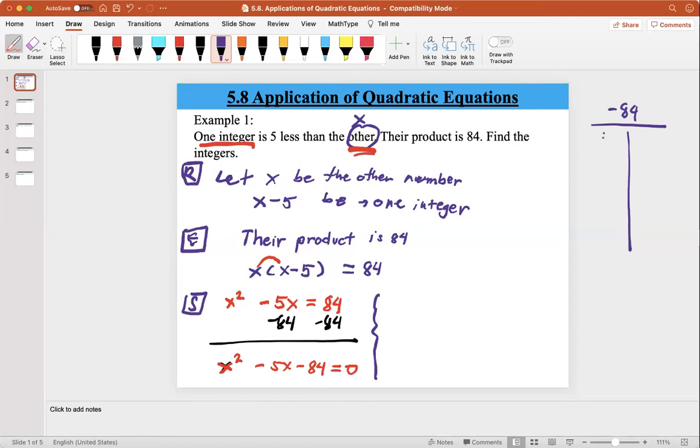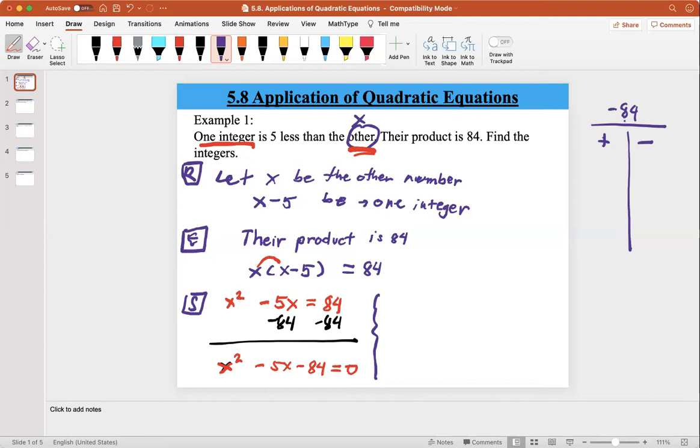So maybe I can write positive, negative. If you want, you can put negative, positive. But what's important here is to write the correct factors. So, what are the factors of negative 84 whose sum is negative 5? Be thinking of any number.